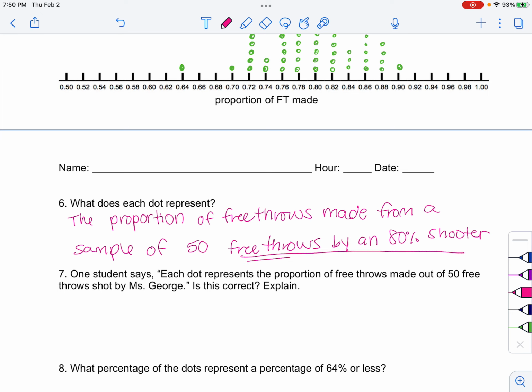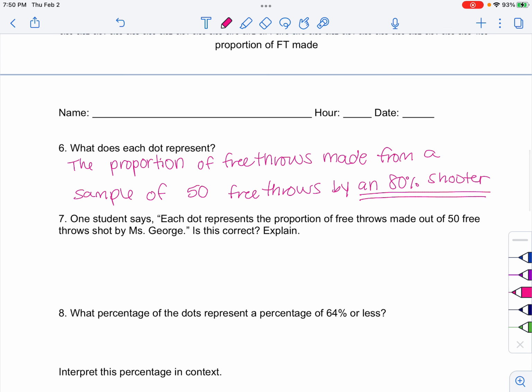And this is really important, okay? Again, we are collecting data. We are simulating based on the claim being true. So this simulation is simulating that the claim is true. I've underlined too much. So I'm assuming that it is an 80% free throw shooter. All right. One student says each dot represents the proportion of free throws made out of 50 free throw shots by Miss George. Is this correct?